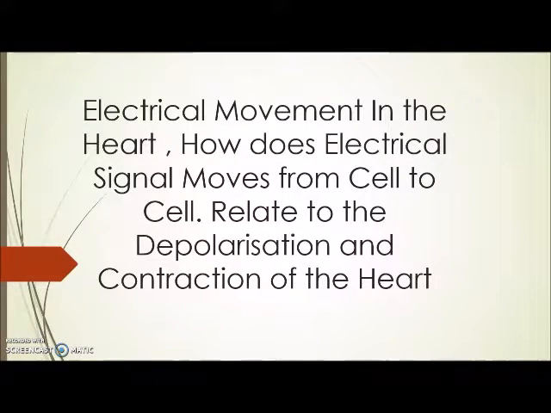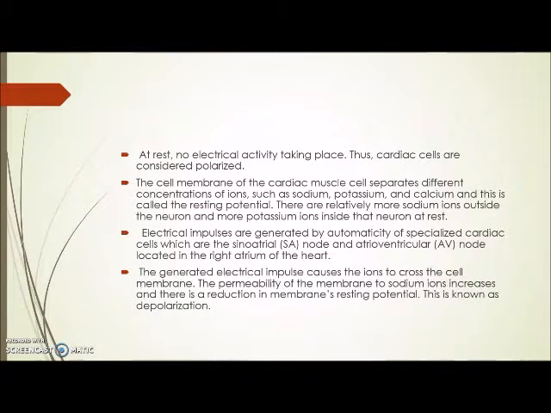Electrical movement in the heart. How does the electrical signal move from cell to cell, and how does it relate to the depolarization and contraction of the heart? At rest, no electrical activity is taking place, thus cardiac cells are considered polarized. The cell membrane of the cardiac muscle cell separates different concentrations of ions such as sodium, potassium, and calcium, and this is called the resting potential.